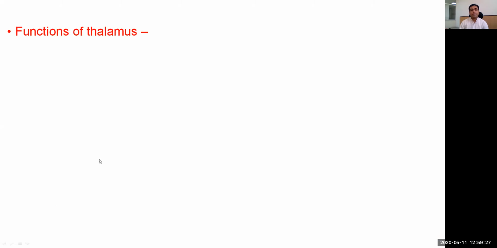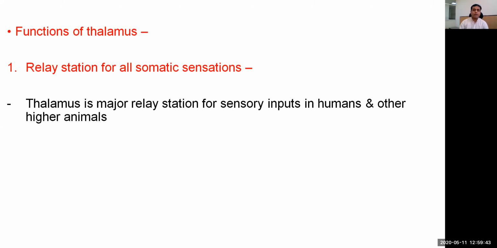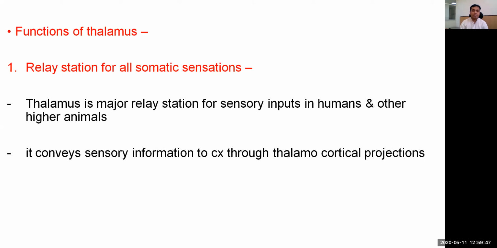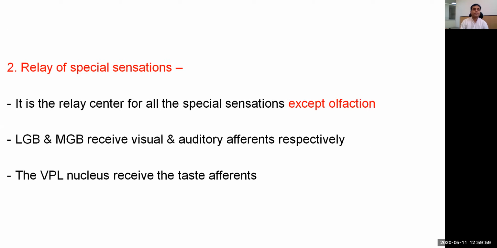Functions of the thalamus. After going through the connections of the thalamus in detail, now depending on the connections, let us discuss the variety of functions that the thalamus brings. First and foremost, it is a relay station for all somatic sensation. The thalamus is the major relay station for all sensory inputs in humans as well as in higher animals. It conveys sensory information received by different sets of fibers to the cerebral cortex through a set of thalamocortical projections or fibers.